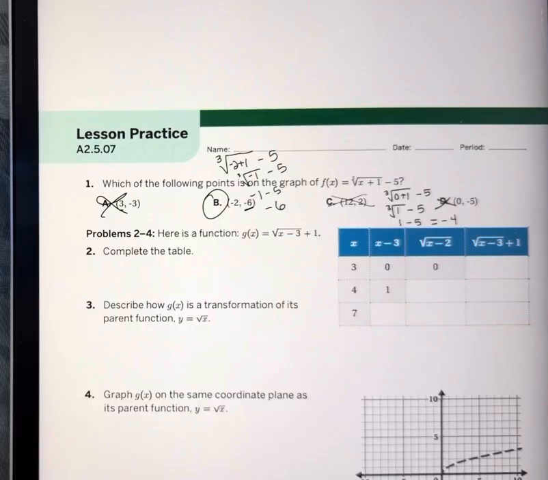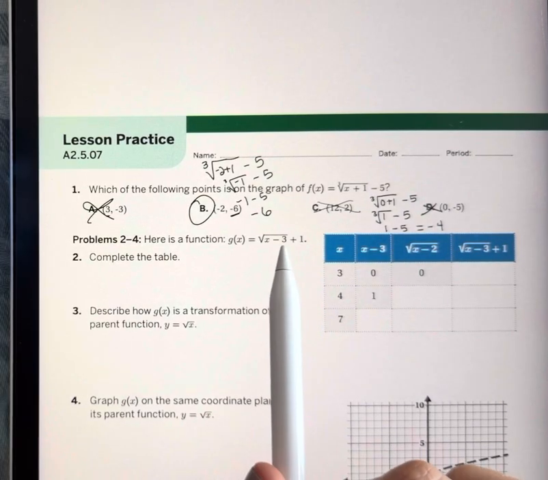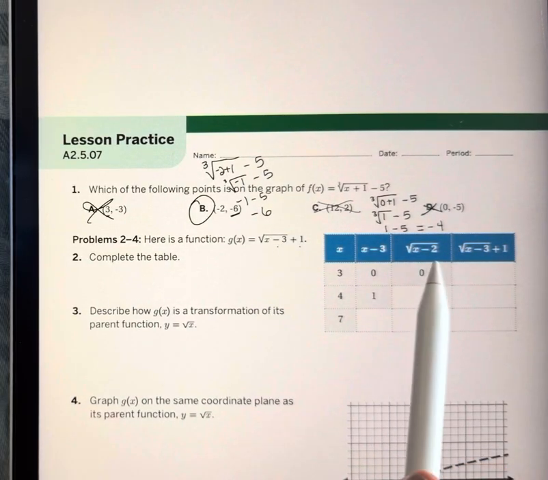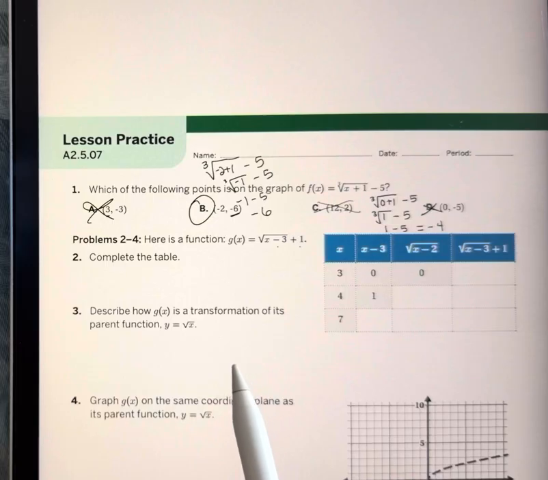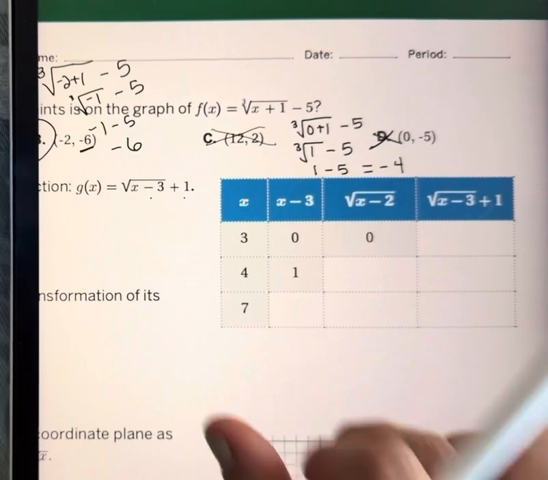Okay, here is a function. Let's complete the table. Okay, so they're making me first figure out what x minus 3 is, then figure out what the square root of x minus 2 is. What's happening? Why x minus 2? I think they're trying to prove to you that you cannot add negative 3 plus 1 to get negative 2. I don't know what we're doing, but they told me to complete the table, so I'll do it.